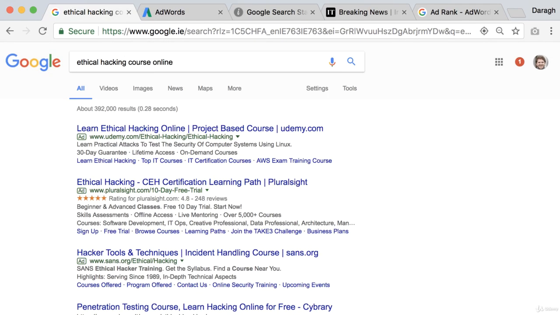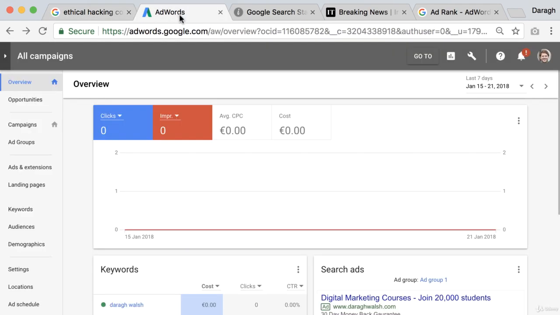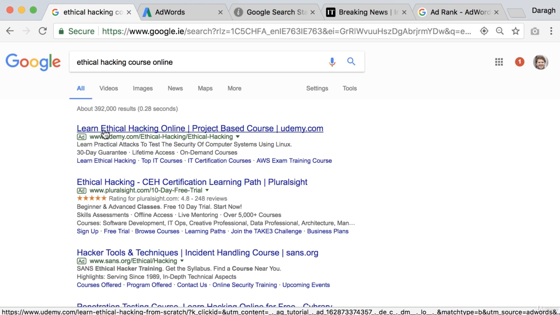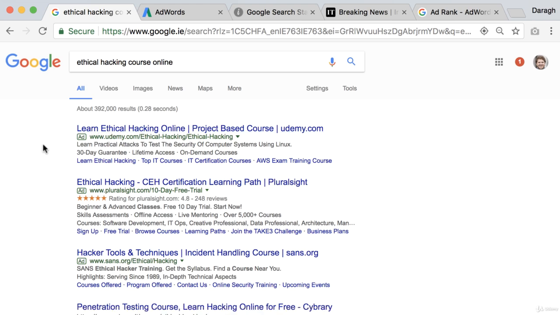Now, the way that they've set up AdWords here is it's essentially an auction system. If you want to be in the top spot here in Google, you have to make a bid to be at the top, and then you're bidding against other companies who want to appear at the top. So for example, in this ad, it's Pluralsight versus Udemy, and they would be bidding against each other to get to this top spot here.